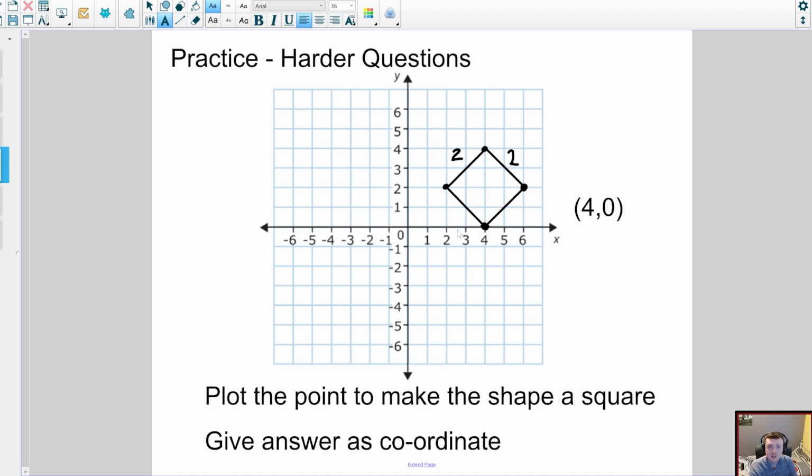You can have points that are on the axis, and in that case it would be 0. So to make a square, you see I've sort of turned it on its side, but I've got a square that is length 2 in every direction, and that's going to be (4, 0).